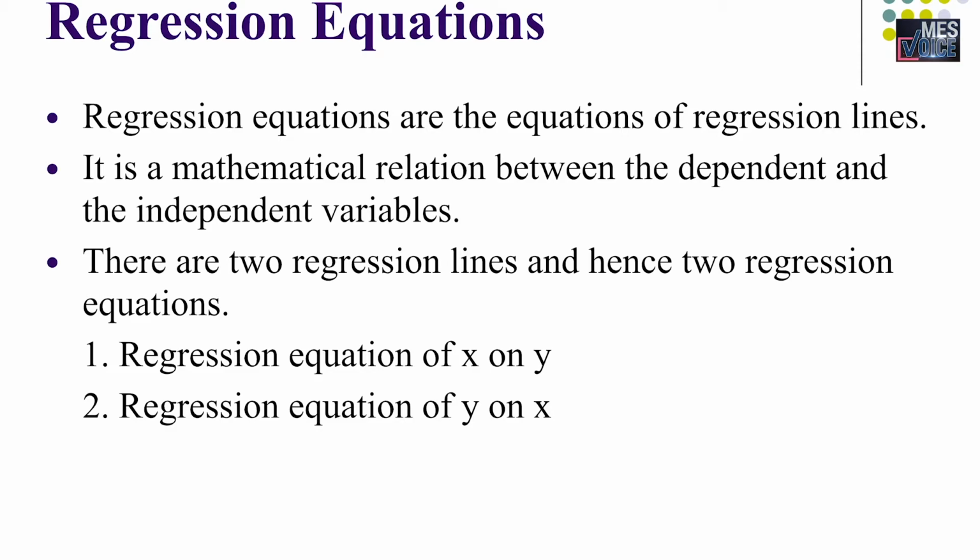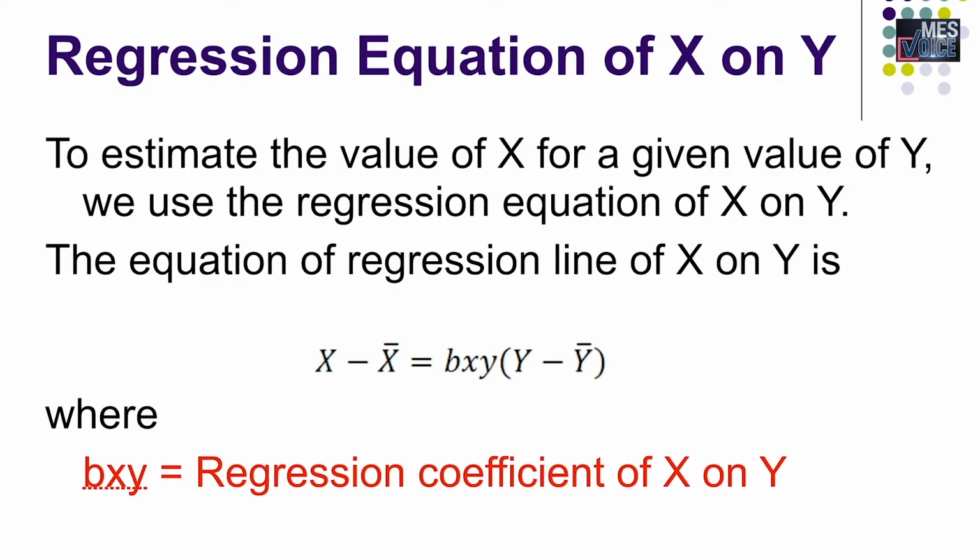Regression equation of x on y, regression equation of y on x. First, regression equation of x on y. If we have to estimate the value of x for a given value of y, we use the regression equation of x on y. The equation of regression line of x on y is x minus x bar equals bxy into y minus y bar, where bxy is the regression coefficient of x on y.